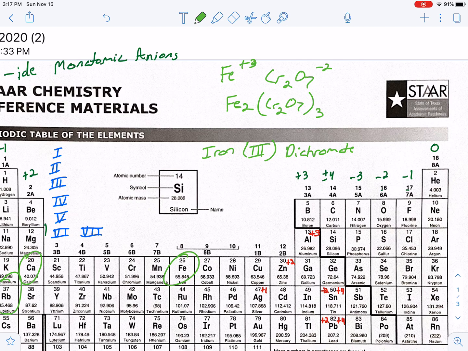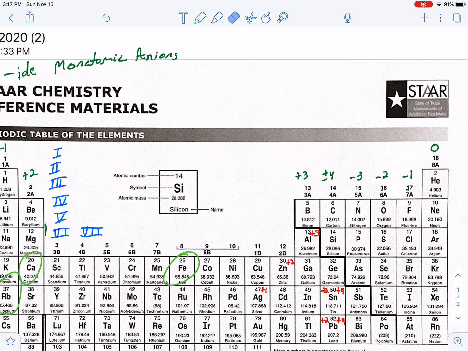Okay, that's it. Pretty simple. Okay, let's do some going backwards. So we're coming towards the end of this. So I have LiClO4.